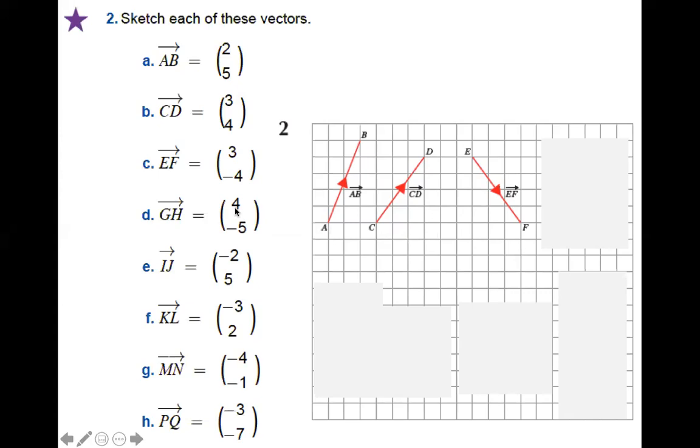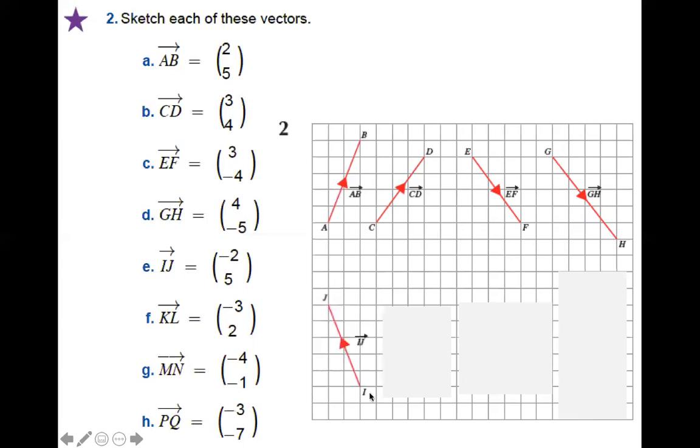Very similar for GH. So you're going to put G on the top left here, 4 on the right, 5 down. So you can see now how you do that. Negative 2 and 5 up. So you would go negative 2, 5 up. Negative 3, 2 up. Very similar.